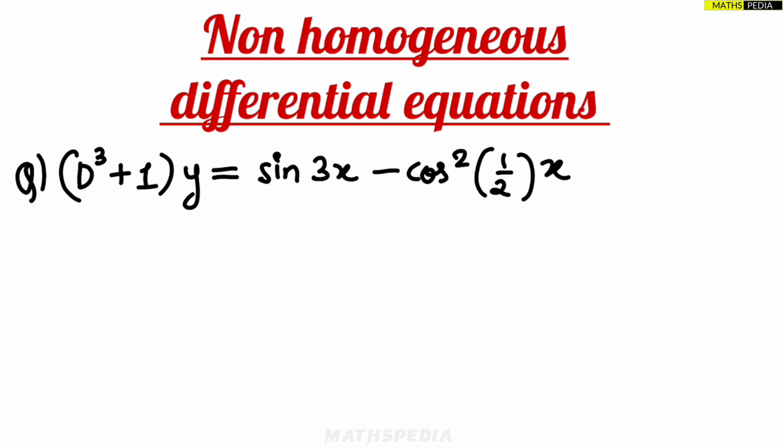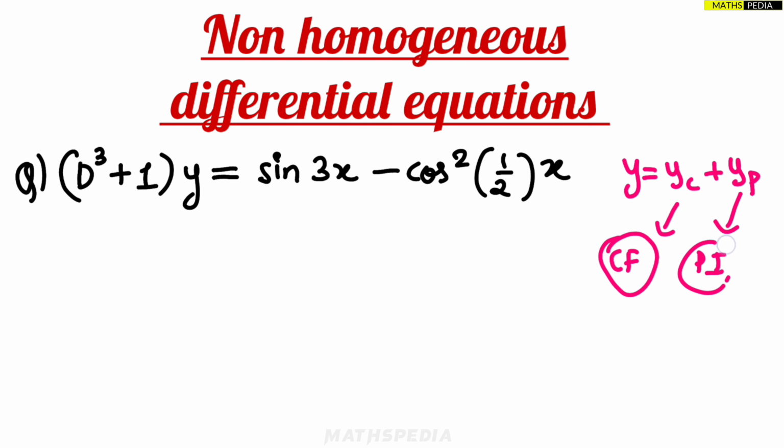The solution is nothing but yc plus yp. Yc is the complementary function and yp is the particular integral. So to find the y value, we have to combine both. First we'll find the complementary function. It is quite easy. We have to find the auxiliary equation: in place of d, substitute m, so it becomes m cube plus 1 equal to 0.